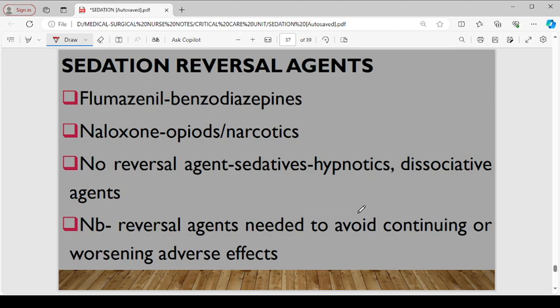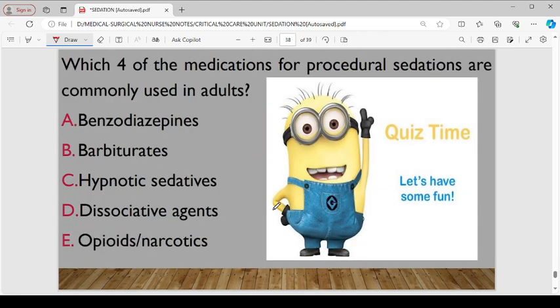Remember, for the sedation reversal agents, we have already indicated flumazenil is for the benzodiazepines, while naloxone is for the opioids. There is no reversal agent for the sedatives and hypnotics, nor the dissociative agents like ketamine. Reversal agents are needed to avoid continuing and worsening adverse effects. So you give the reversal agents in order to avoid the worsening adverse effects of that particular drug.